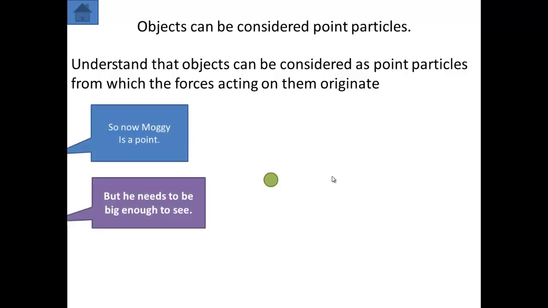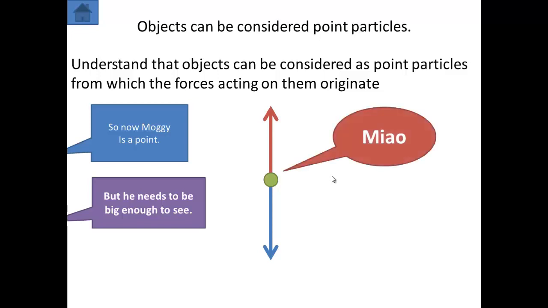But the point needs to be big enough to see. So we usually draw a small circle or a large dot or something. Let's draw the forces again. The force of gravity and the force of reaction. Do we know it's Moggy? Meow! Yes, it is Moggy.